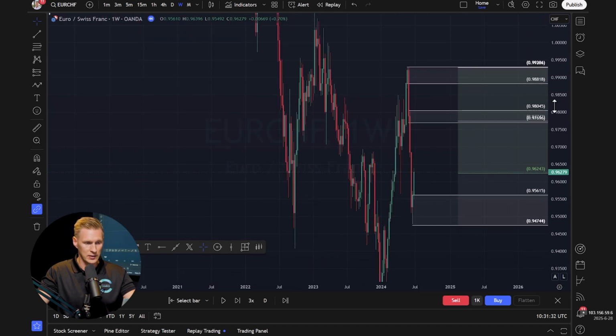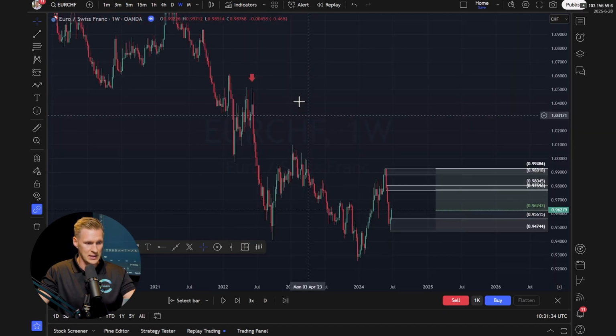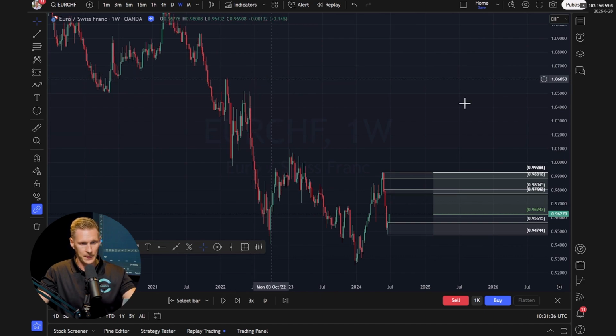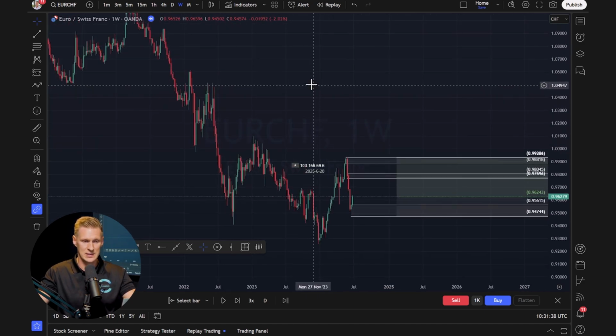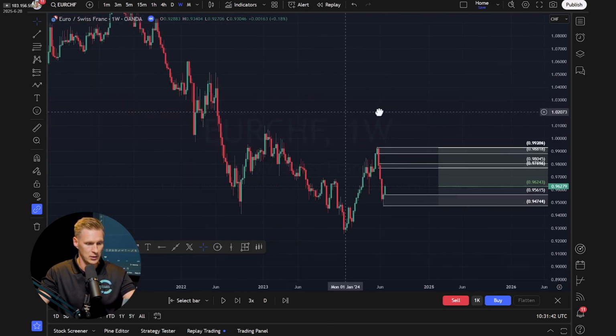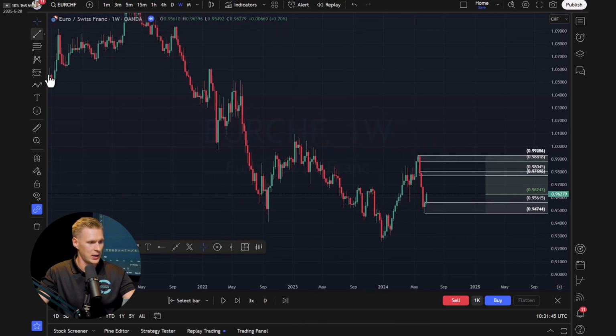Let me zoom out. And the next step is to identify 6 pivots in total, 3 highs and 3 lows. A little bit zoom out, nice. Okay.